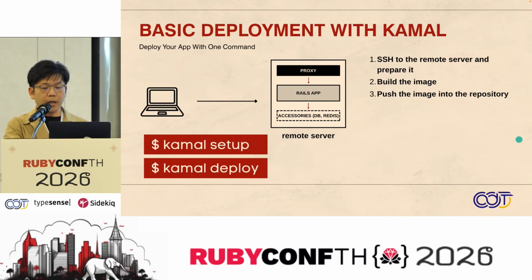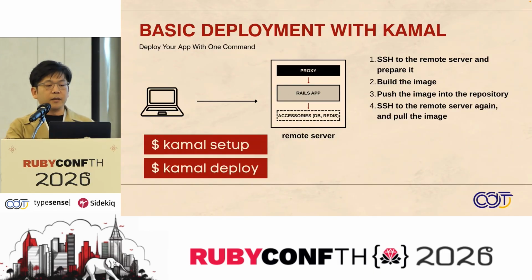Then Kamal needs that image to be reachable by the remote servers. So it pushes the image up to a container registry: Docker Hub, GitHub Container Registry, AWS ECR, GCP Artifact Registry, whatever you choose. The result is a single versioned artifact that any of your servers can pull and run.